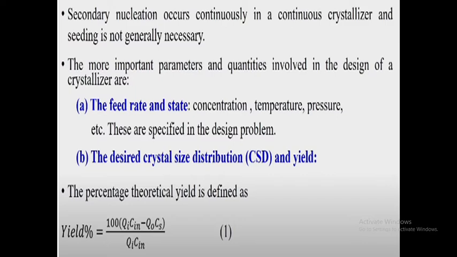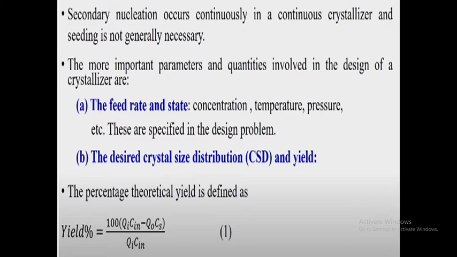More important parameters and quantities are involved in the design of a crystallizer. First one, feed rate and state: concentration, temperature, pressure, etc. These are specified in the design problem. Second one, desired crystal size distribution and yield. Crystal size distribution, that is CSD, corresponds to the number of crystals of a mineral per unit volume within a series of defined size intervals.